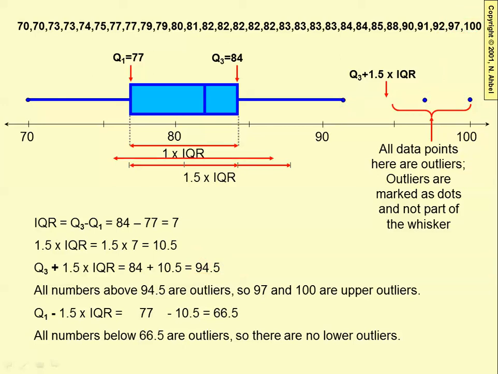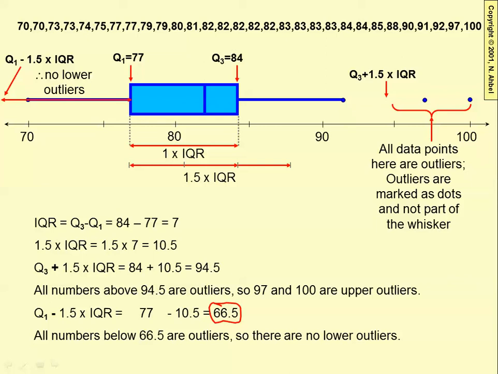So let's do the same thing at the lower end. Move the length 1.5 times IQR that starts at Q1 and moves to the left, and you can see here that there are no lower outliers. So the conclusion is there are upper outliers of 97 and 100 and no lower outliers.